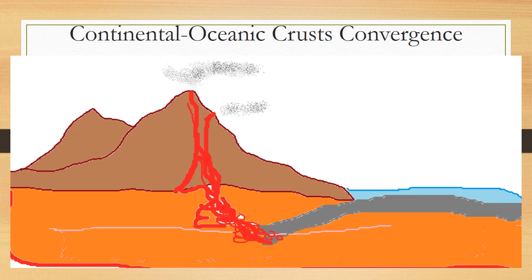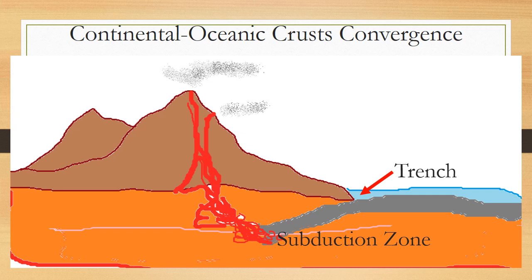The convergence of continental and oceanic crusts provides us different geologic features and geologic events. Remember that oceanic crust is denser than continental crust. So the tendency during their collision is that the oceanic crust will subduct underneath the continental crust. That portion is what we call the subduction zone. On the surface, it will leave a mark called a trench. This trench is said to be the deepest part of the ocean.